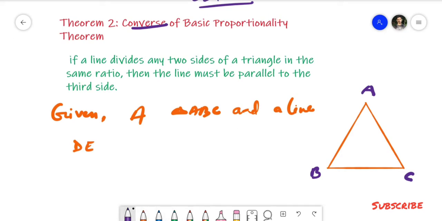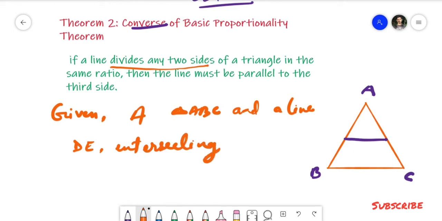So this is the line, okay, a line D, because it says a line divides the two sides of a triangle in the same ratio. So I'm just supposing that one. This is given, okay, because your theorem says that D. As you can see, this is intersecting these two lines, so I can write intersecting AB.